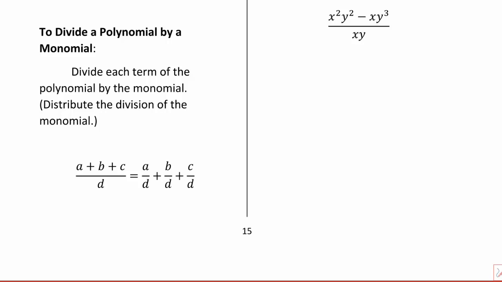We want to divide each term of the polynomial by the monomial. Distribute the division of the monomial. Now notice that this only works if you have a single term in the denominator. In other words, it's a monomial. So a plus b plus c all over d is the same thing as a over d plus b over d plus c over d. Now notice that this only works if the denominator has a single term.